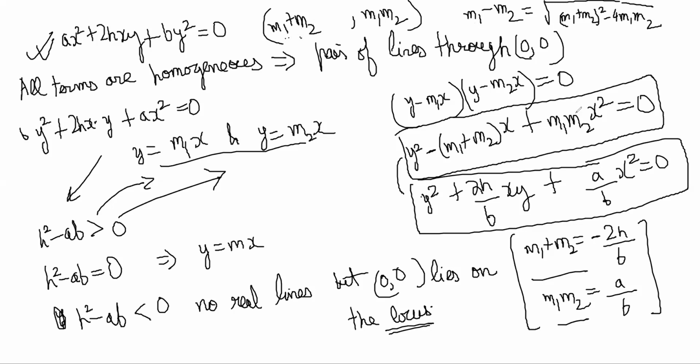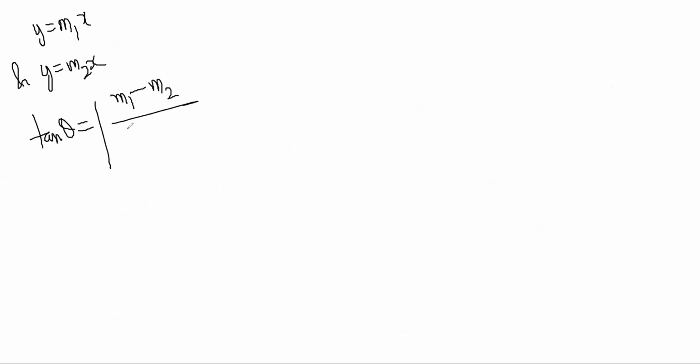Okay. Now next thing that we can also do now is angle between the lines. y is equal to m1x and y is equal to m2x, right? Angle between the lines tan theta is equal to mod of m1 minus m2 by 1 plus m1 m2, right?